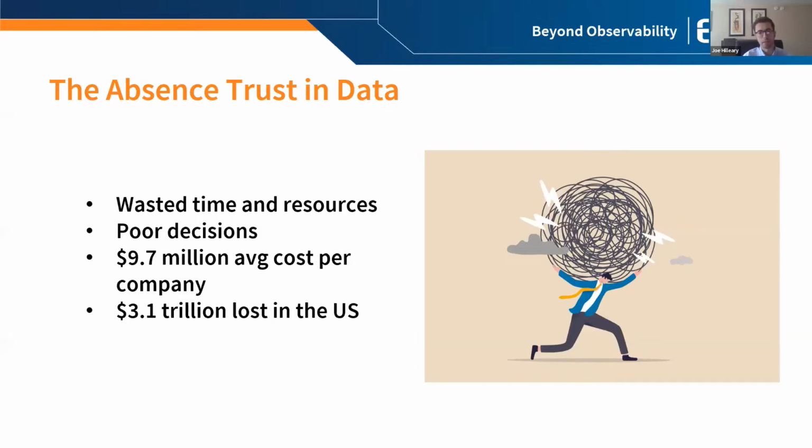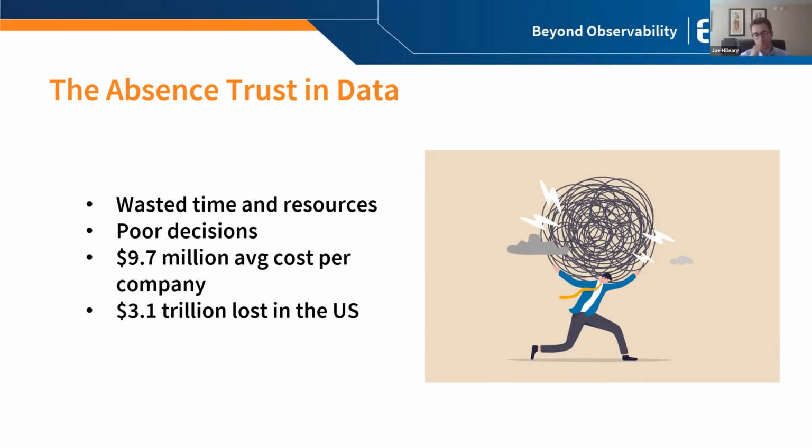And there are some interesting numbers out there. We talk about the cost of poor quality data as about 3.1 trillion in the US market alone. Now, this is a number from IBM, from some research they did a few years ago, but I think that signals the magnitude of loss, right? Wasted time and resources sounds like something fairly negligible. It's a little squishy, but that wasted time and resources really adds up.